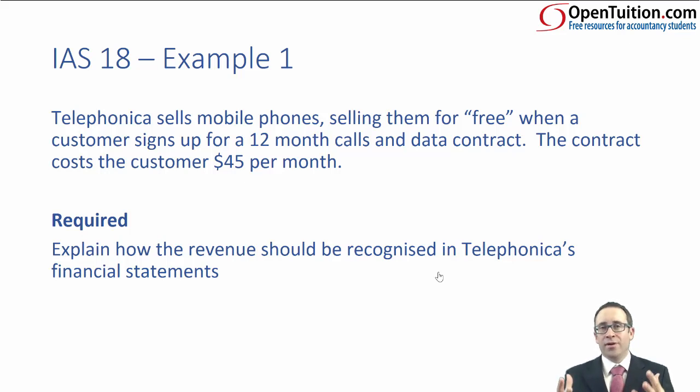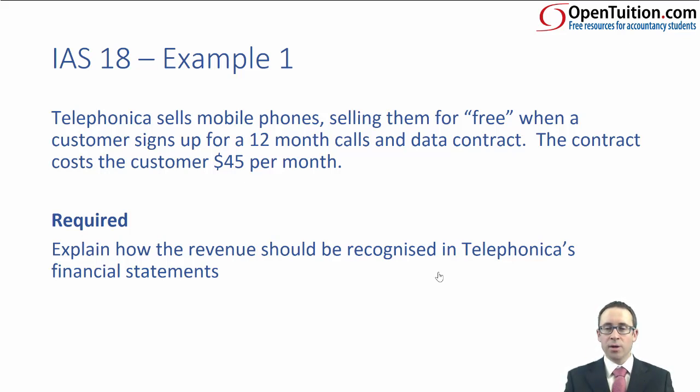So it says here, you may have entered into transactions similar to this previously. Telefónica sells mobile phones, selling them for free, when a customer signs up for a 12-month call and data contract, and it costs you $45 per month. So you spend quite a lot of money per month because essentially you've got the phone for free. Now we're going to ignore any discounting or anything crazy like that. Keep it nice and simple. The updated standard does that. Anything less than a year, we tend not to discount because the time value of money is not material and therefore it is not relevant.